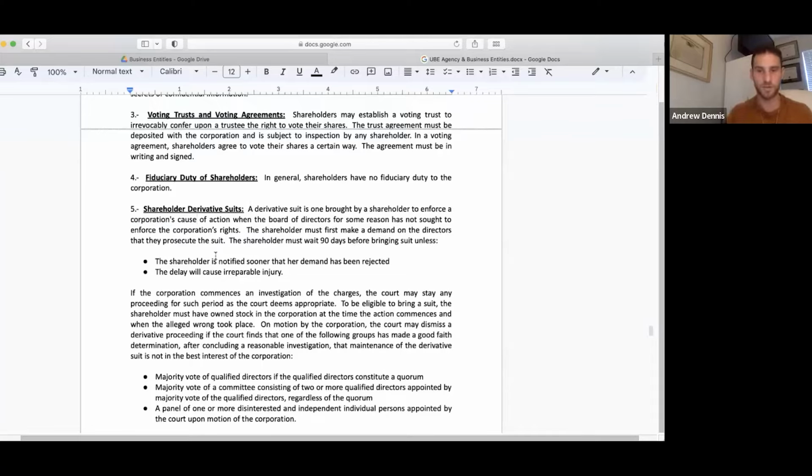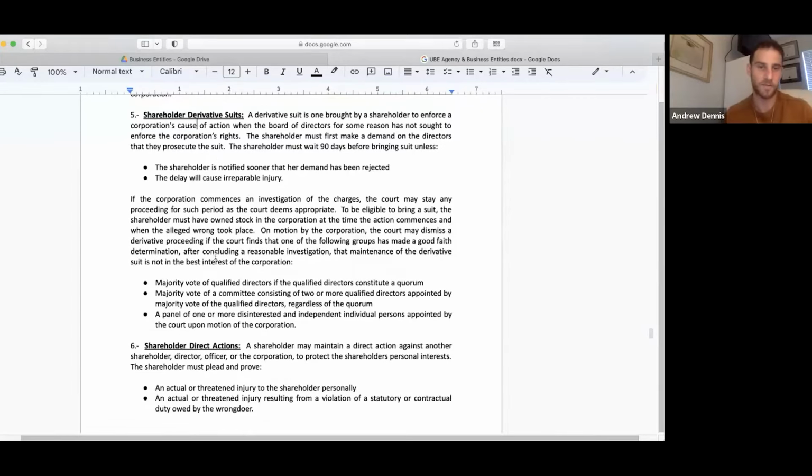The shareholder must first make a demand on the directors that they prosecute the suit. The shareholder must wait 90 days before bringing the suit unless the shareholder is notified sooner that her demand has been rejected, or the delay will cause irreparable injury. If the corporation commences an investigation of the charges, the court may stay any proceeding for such period the court deems appropriate. To be eligible to bring a suit, the shareholder must have owned stock in the corporation at the time the action commences and when the alleged wrong took place.